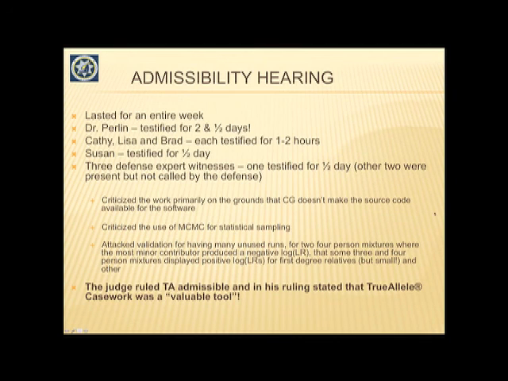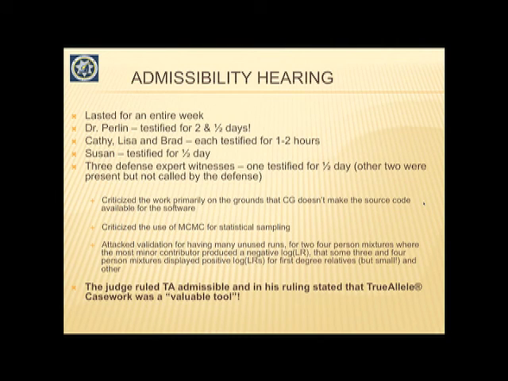Now, this hearing lasted for an entire week. Dr. Perlin testified for 2.5 days, and it was pretty grueling, but he held his own ground. Kathy, Lisa, and Brad each testified for 1 to 2 hours. I testified for about 5 hours, and there were 3 defense expert witnesses, and only one of them testified for half a day.